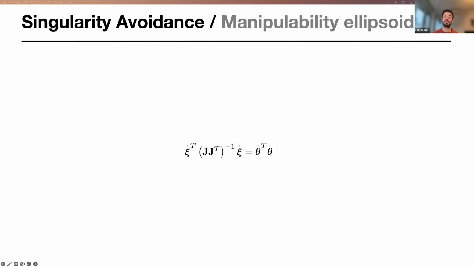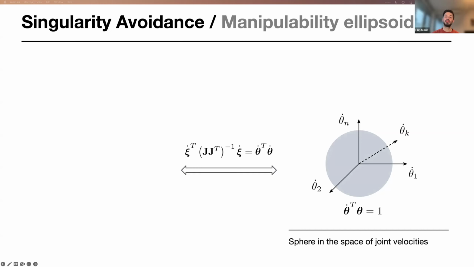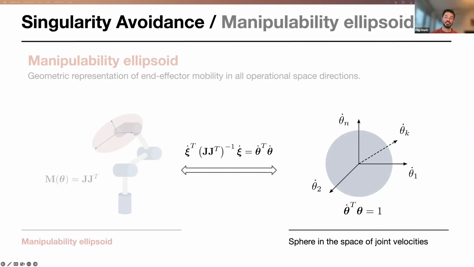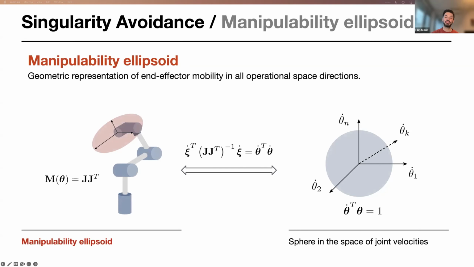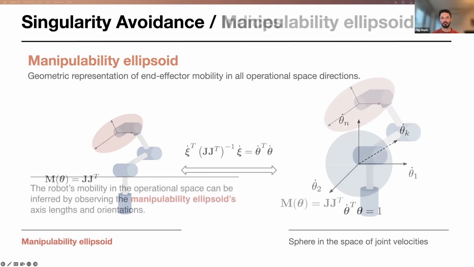So we start by self-multiplying both sides of the Jacobian identity I showed earlier, and we would arrive at this kind of geometrical interpretation of Jacobian conditioning. So first, we could equate the right side of this equation with a unit sphere in the space of joint velocities. And then we can interpret the left side of the equation as basically the mapping of this sphere into the task space. And this sphere maps into the task space in the form of an ellipsoid. And this ellipsoid is known as the manipulability ellipsoid, and its shape and size are strictly a function of the robot's Jacobian at a given configuration.